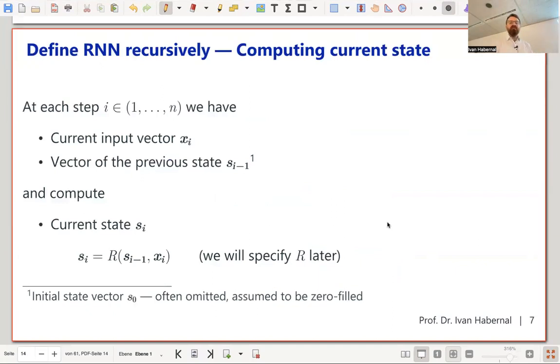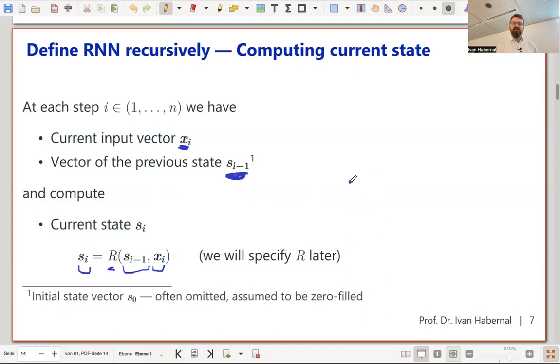And so what we are interested in basically is computing the current state. What do we need to save into the memory in the current state so we can pass it on to the next one? So again, at each step i, from position one until n, we have the current input vector and the vector of the previous state, s_(i-1). The starting state vector would be s_0, but we assume this is a zero vector, an empty vector. Then we compute the current state by some function, which we specify later. This R function takes the previous state and the current input and produces the current state.